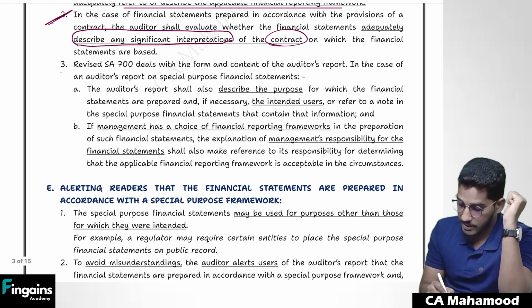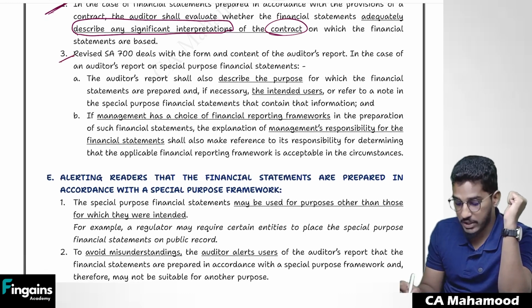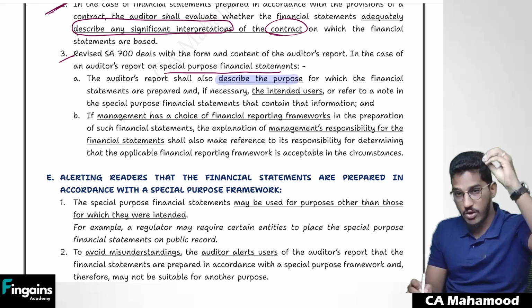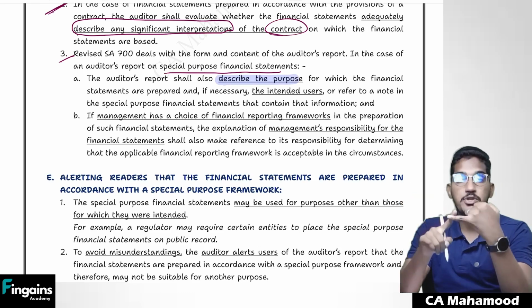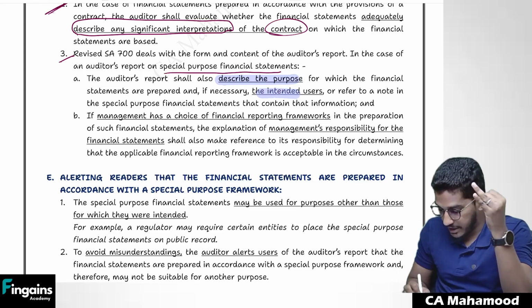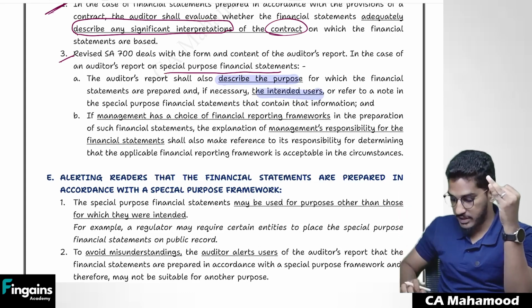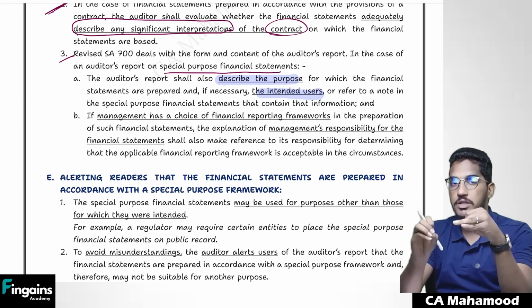And particularly, SA 700 deals with the form and content of the audit report. When you are giving an audit report on the special purpose financial statements, you have to specifically mention in your audit report for what purpose these special purpose financial statements are prepared, for whose purpose, who are the intended users, for which person's requirement these financial statements are prepared. As an auditor, you should also highlight it in the auditor's report.